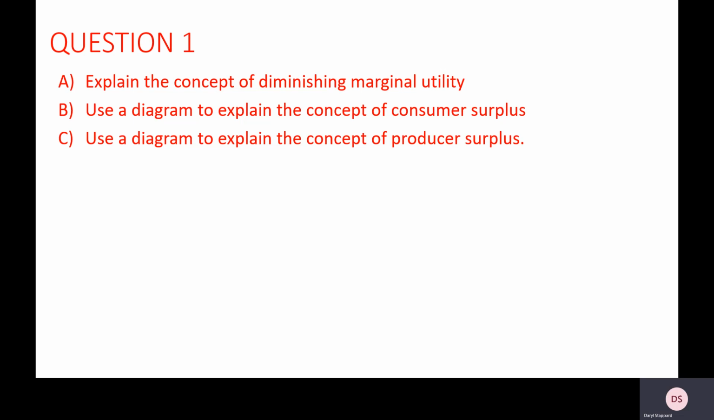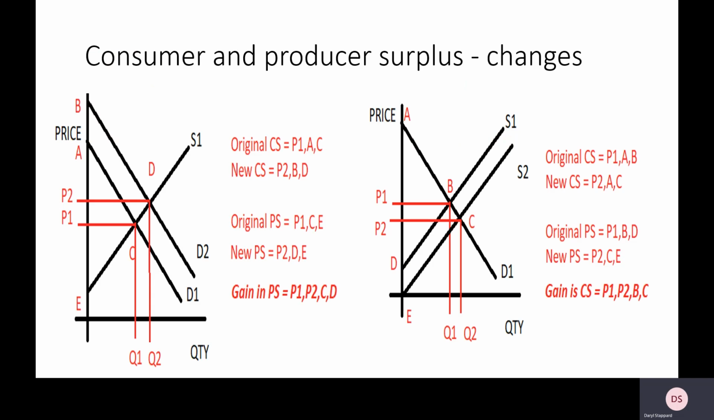Right, I now want you to hit pause and think about these three different questions. A, explain the concept of diminishing marginal utility. B, use a diagram to explain consumer surplus. And C, use a diagram to explain producer surplus. So if you can now hit pause, write down your answer. When you're comfortable, hit play, and we'll watch the rest of the video, please.